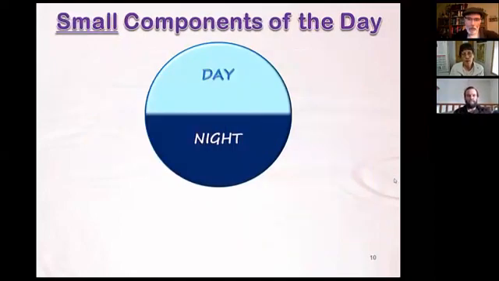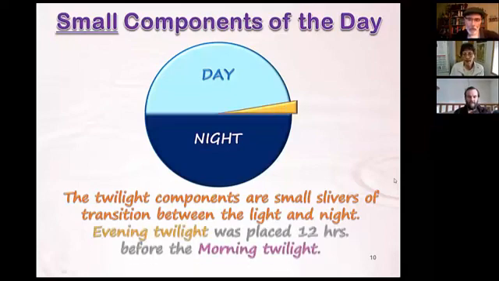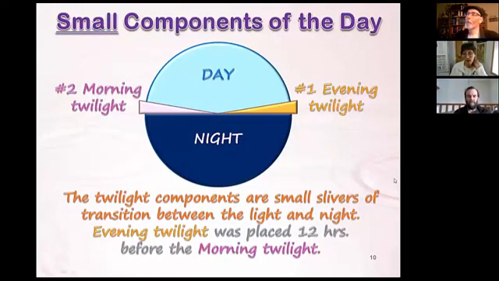Then he goes on to talk about the smaller components of the day in the last half of the verse, where he says, and the evening and the morning are the first day. These twilight components are just small slivers of transition between light and night. So the evening twilight is placed 12 hours after the day, and we have our morning twilight placed 12 hours after the night. These are definitions. This is not telling you when the day begins. They're definitions of where evening and morning twilight belong.